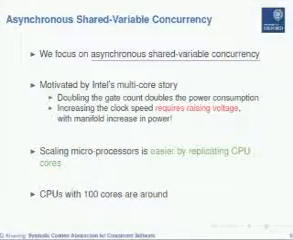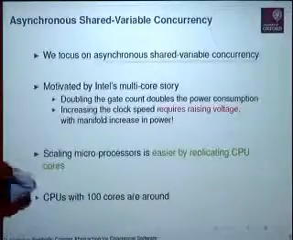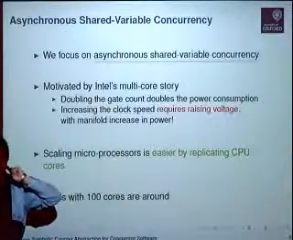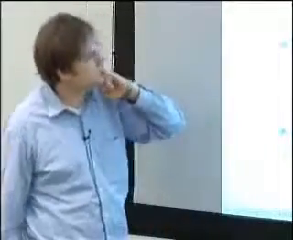So as I said, we're going to focus on asynchronous shared variable concurrency. So no messages being passed, but global variables being written, and this effect is visible to all threads. I usually give a bit of a motivational story about this, but I guess here at Microsoft this is not necessary.